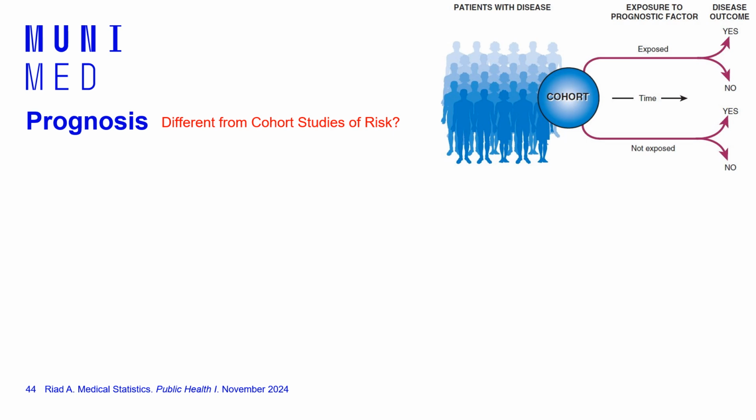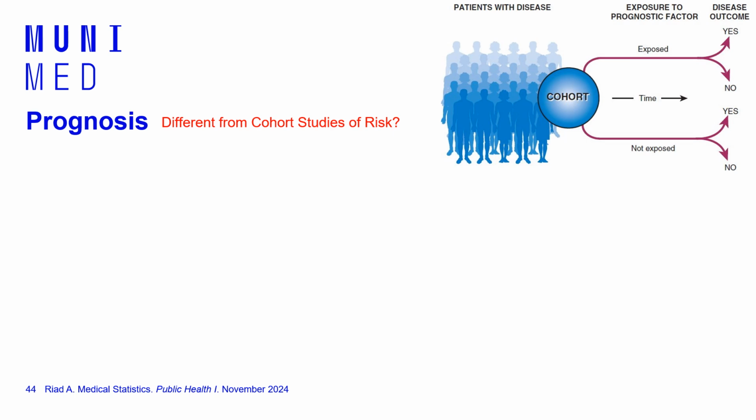Because cohort studies of risk, or prospective cohort studies, are recruiting two groups of individuals that are healthy. But here in prognosis, we recruit two groups of individuals that are sick with the disease, but maybe they have different stages of the disease. Maybe we compare between stage 3 and stage 2 of cancer. Maybe we are comparing between males and females. We are comparing between old people and young people who are sick.